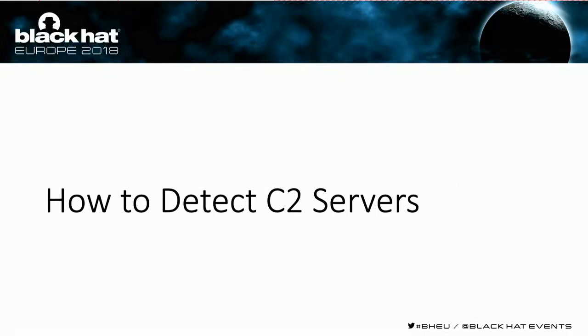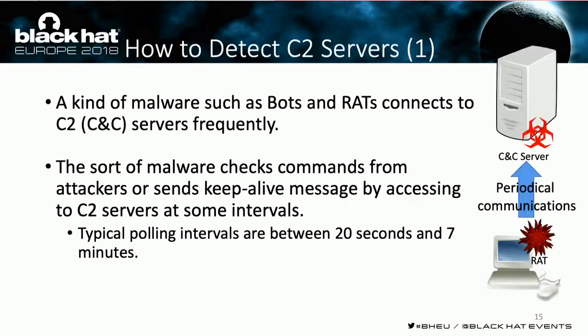Next, let's think about how to detect C2 servers without any IOCs. Many malware, such as bot or RAT, access C2 servers to get commands from attackers or to send keep alive at some intervals. And typical polling takes place between every 20 seconds and 7 minutes. In this research, we focus on C2 servers of bot or RAT. We don't target ransomware C2 servers because that kind of malware often communicates only once or even no communication occurs.